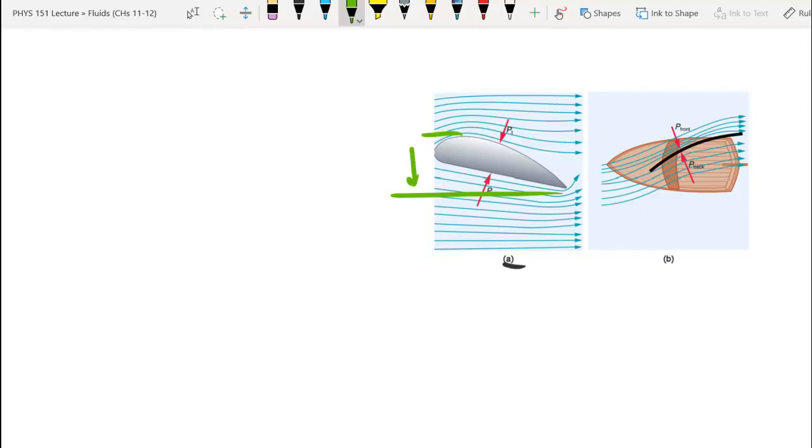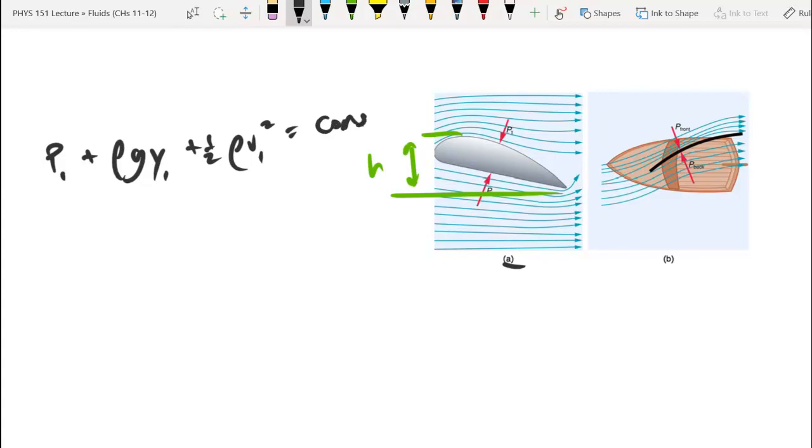If we're talking about a plane wing, it's probably less than a meter, right? So the pressure difference created just by this height is going to be very small. And so when we write out Bernoulli's equation, which is pressure 1 plus rho g y1 plus 1/2 rho v1 squared is equal to a constant, this height term isn't going to play a large role, so we're just going to ignore that one here.